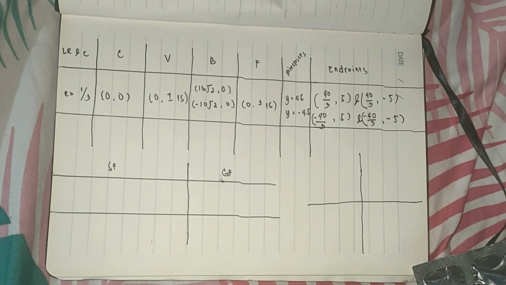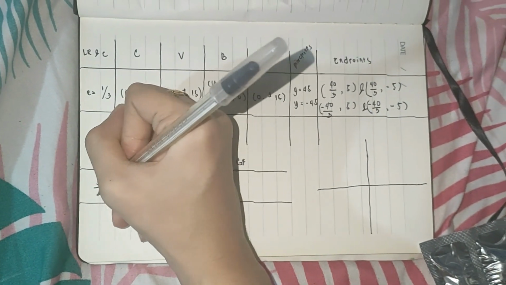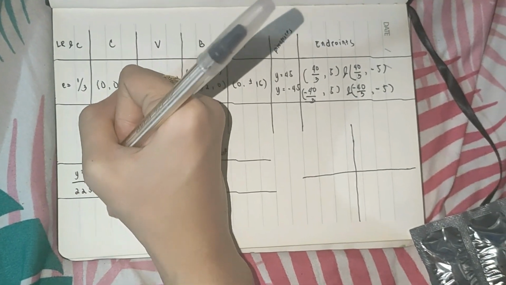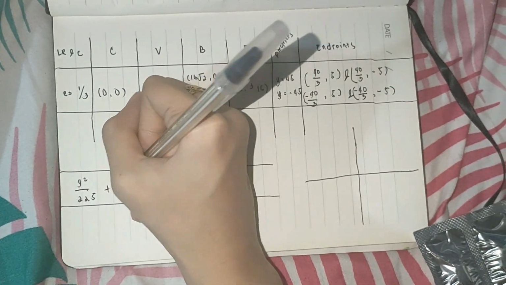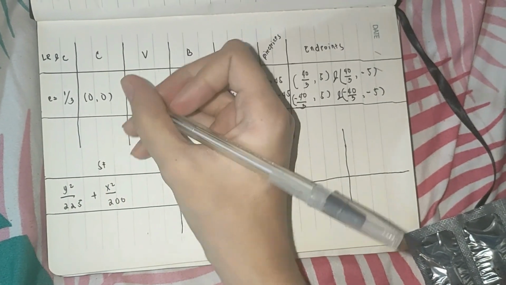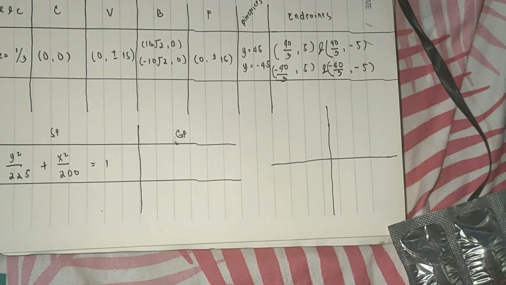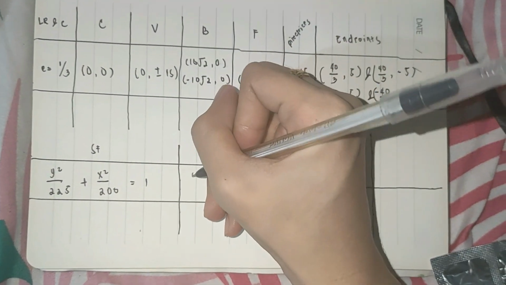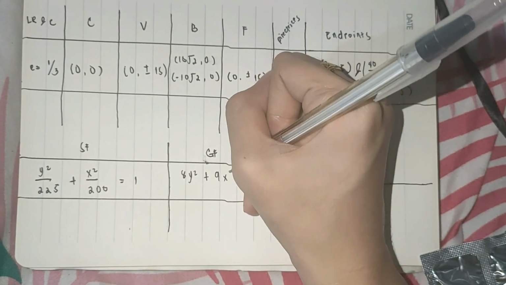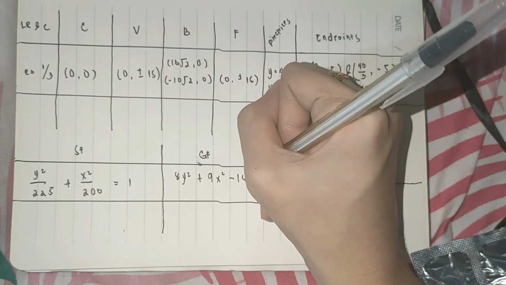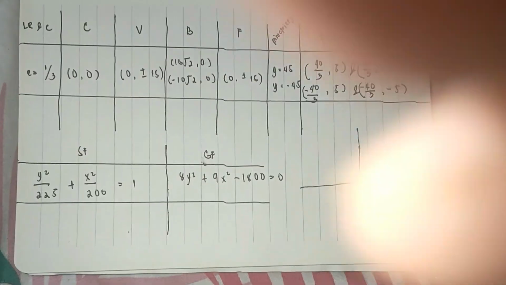Yung standard form naman ay y squared over 225 plus x squared over 200 equals to 1. Yung general form, 8y squared plus 9x squared minus 1,800 equals 0.